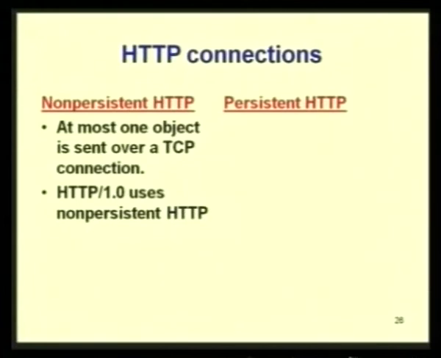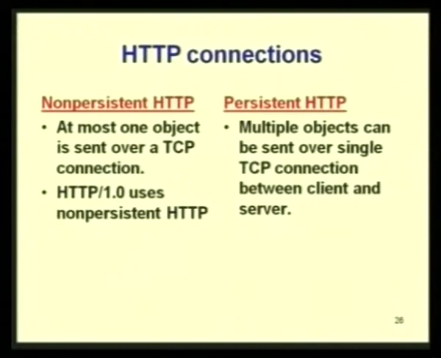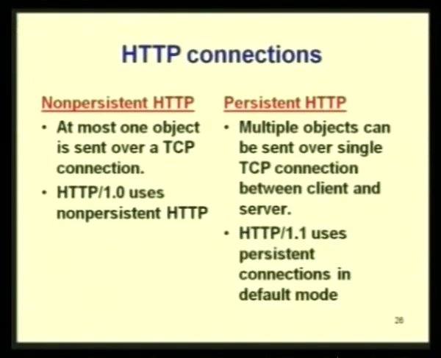Okay. On the other hand, in persistent HTTP, multiple objects can be sent over a single TCP connection between the client and the server. HTTP 1.1 allows for persistent connections as the default mode. It can also work in a non-persistent mode. Okay. The advantage of persistent HTTP is that you do not have to keep opening and closing connections again and again. So, naturally it will become faster. So, that is the idea used in persistent HTTP.